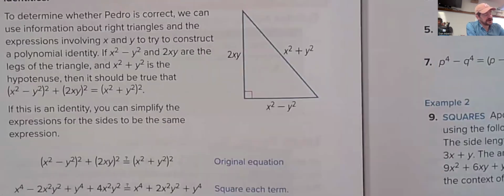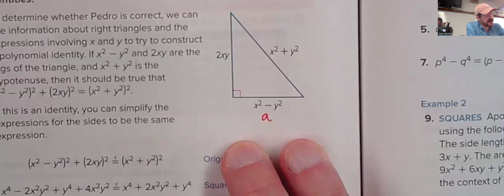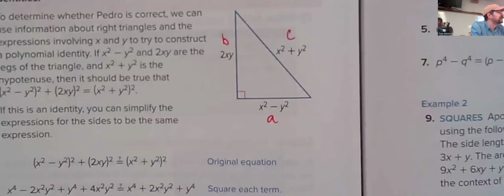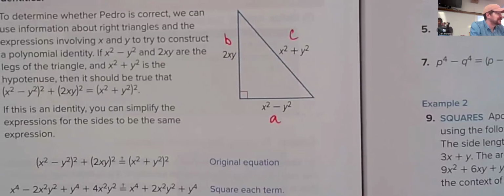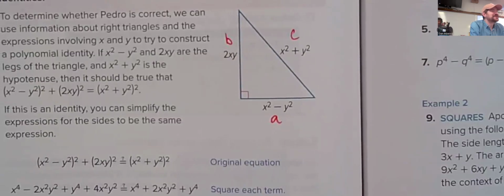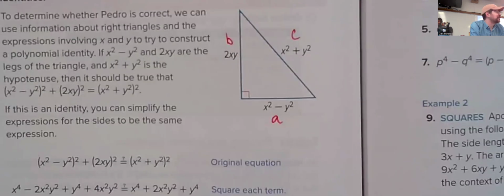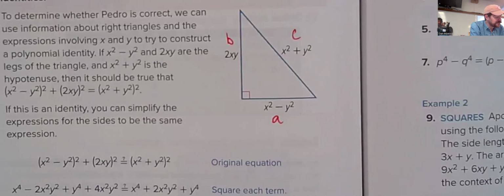Let's see if this rings any bells. Let's say this length is called A, this one's called B, and this one's called C. Yeah, A squared plus B squared equals C squared, the Pythagorean theorem, right? Okay. So we could try to use the Pythagorean theorem to work through this.